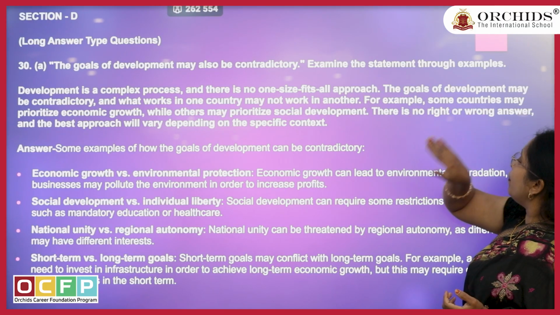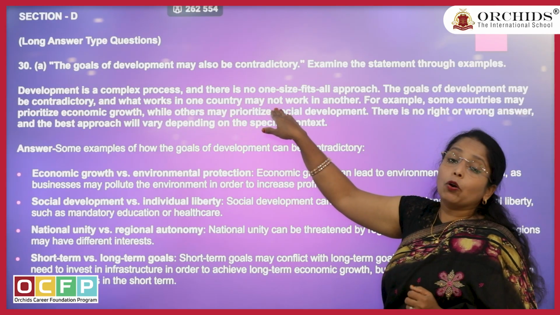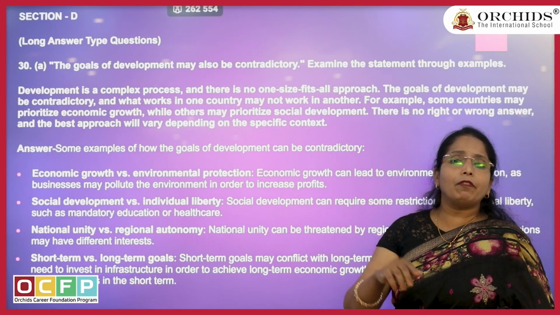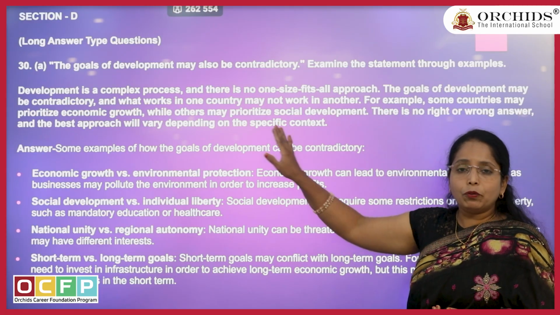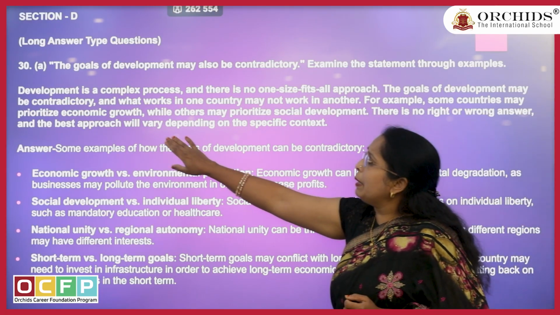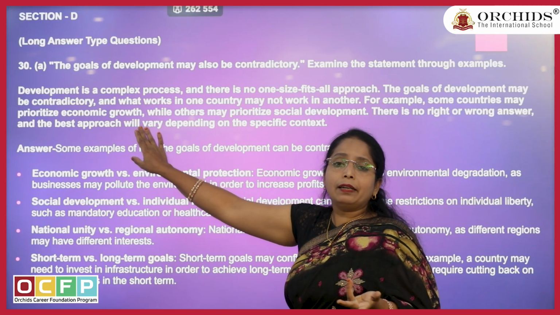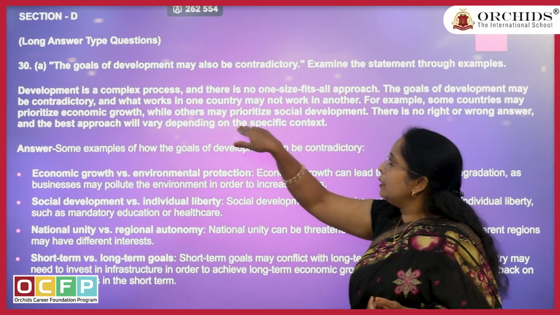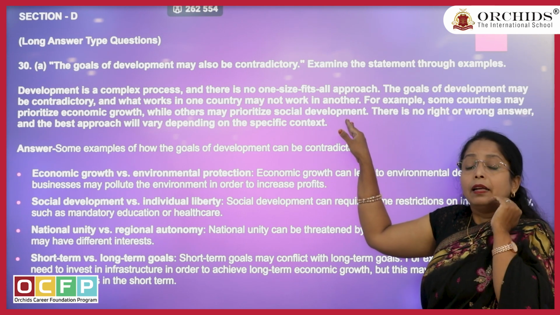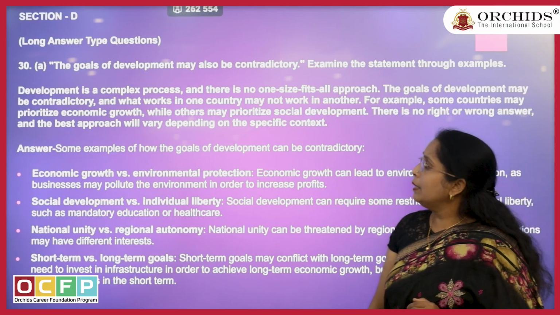The goals of development may be contradictory. What works in one country may not work in another. What is working for Japan may not work for India, right? Yes, you have to explain that. Then, for example, some countries may prioritize economic growth. Yes, obviously, most of the countries may go for this, while others may prioritize social development. Yes, some countries are giving focus to social development. There is no right or wrong answer here.